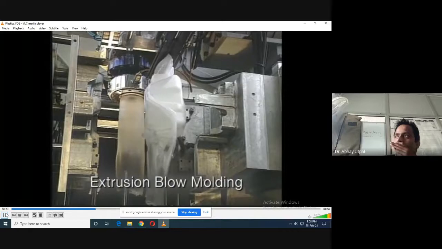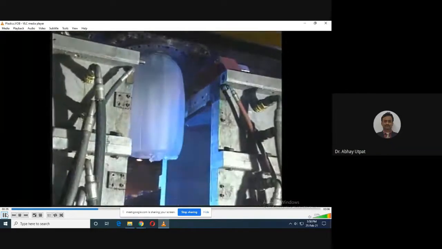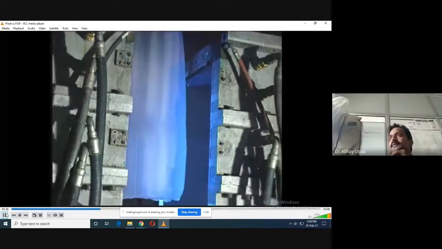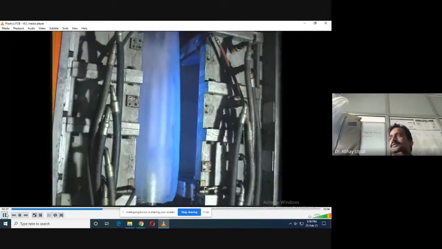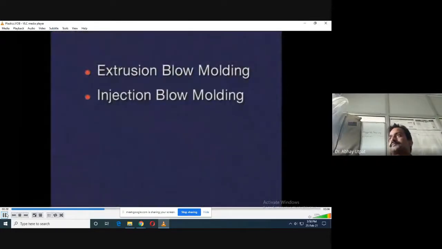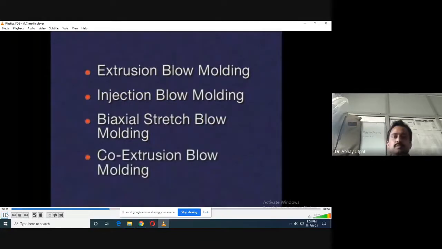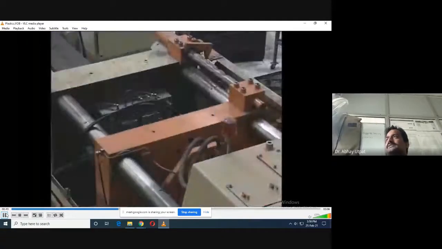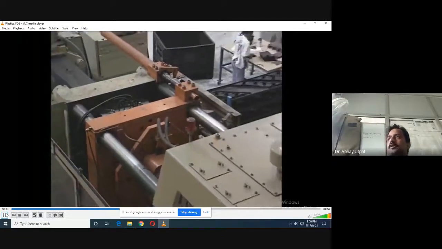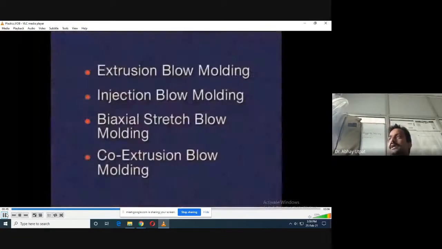Extrusion blow molding. This parison comes out and then the mold is closed. Extrusion blow molding, injection molding, biaxial stretch blow molding. Today I have covered co-extrusion blow molding. Today only we have studied this part. See this, how machines are operating with the help of hydraulic and pneumatic arrangement.